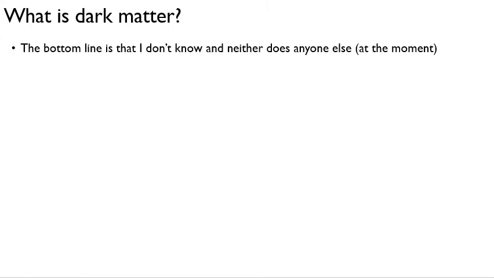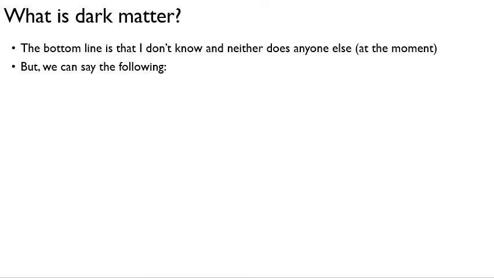So just to wrap this up, okay, then fine, we see that there's dark matter. What is dark matter? And the bottom line is we don't know. Nobody knows. If someone tells you that they know, they're not telling you the truth, or some major discovery has happened between February 2021 and now, because I don't know when you're watching this. At the moment, we just do not know.